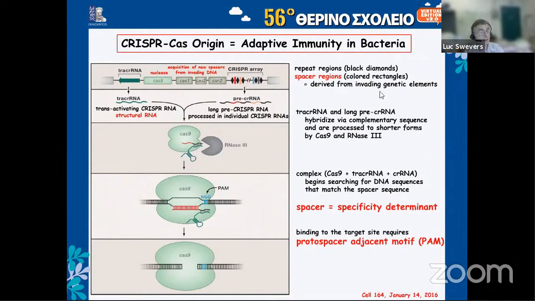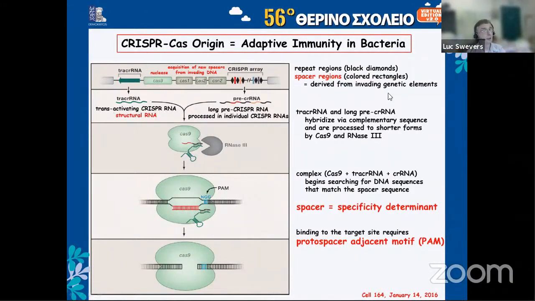The CRISPR arrays consist of repeat regions, which are actually structural elements, and also spacer regions, which are actually the specific determinants of the CRISPR systems. These spacer regions will determine where the CRISPR will bind in the genome and cause the double-stranded DNA break. Another gene also encodes structural RNA. This is called a transactivating CRISPR RNA.